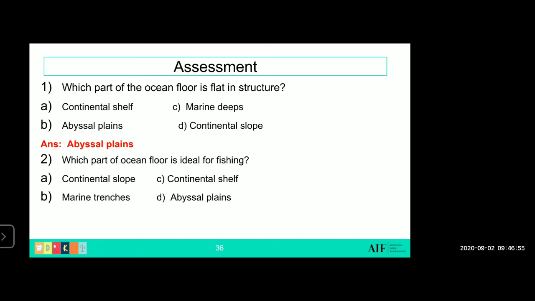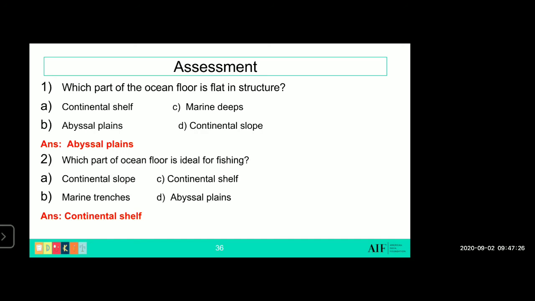Very good, continental shelf. Yes, thank you. The continental shelf is the part of the ocean floor which is good for fishing because of algae and planktons. There are many fishes there. Algae and planktons are the food for the fish. Because of that, there is more fishing area. And this continental shelf is a little shallower portion.